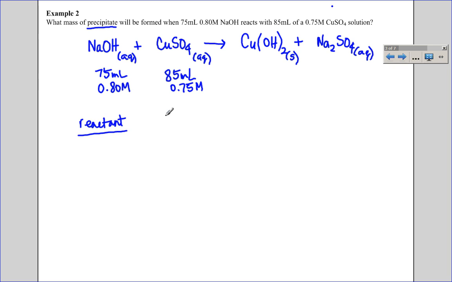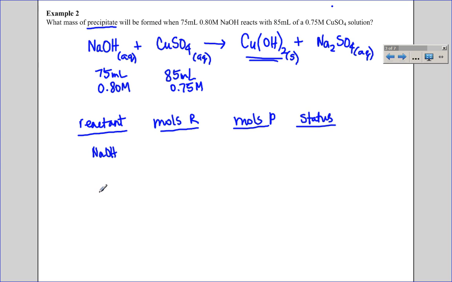So to do that, we can set up our table to organize our data. So we've got our reactant, our moles of our reactant, our moles of our product, and in this case, we're going to use the copper hydroxide because that's what we are trying to find the mass of. And then we're going to decide the status of the reactants. So our first reactant here is sodium hydroxide, and our second reactant is the copper sulfate. Before we go any further, we should just balance this. We need a 2 there.